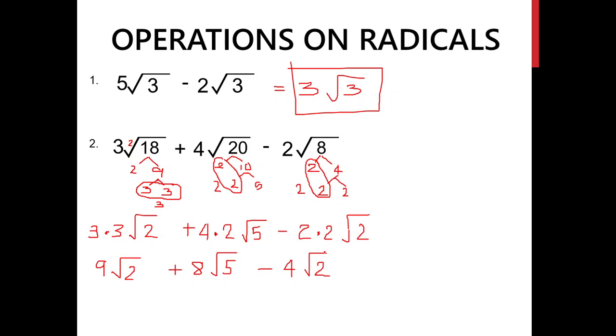similar radicals, square root of 2 and square root of 2. Therefore, we can combine these two terms. So you have 9 minus 4, that is 5. Again, copy the radical 2. Bring down this one since it does not have any similar term, so bring down plus 8 square root of 5. And that's it.